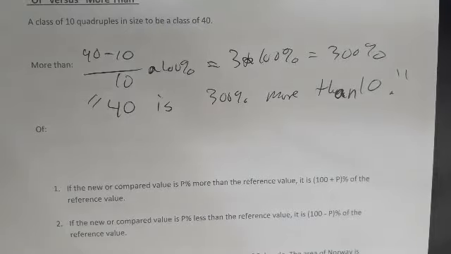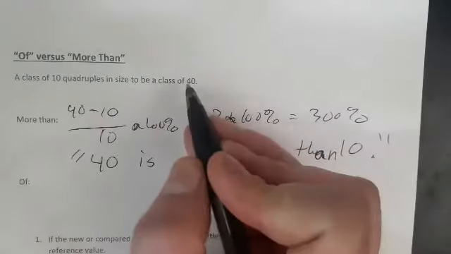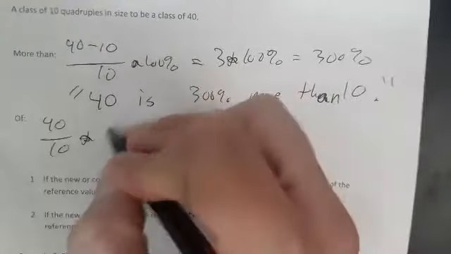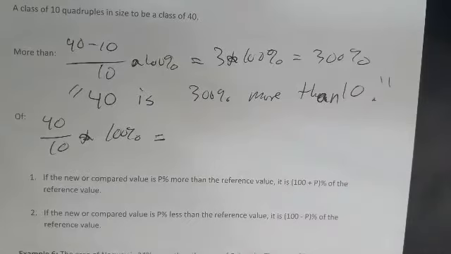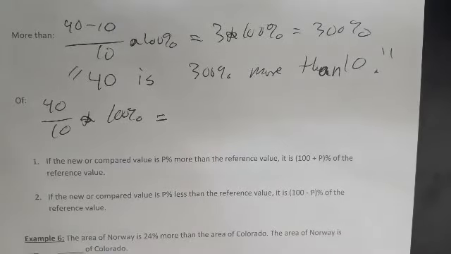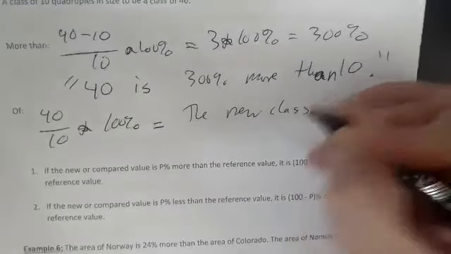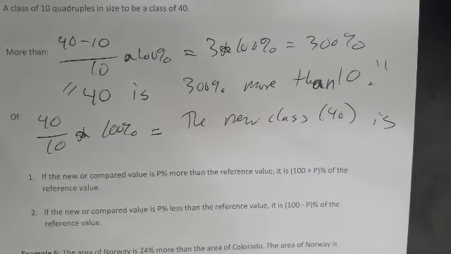If I want to know "of," so "of" is like I'm taking this class and I'm comparing this size to the original. So it is a little bit simpler. I'm just doing 40 divided by 10 times 100 to get "of." So I'm comparing one to the other directly. I'm not comparing the difference. In the "more than," I have to take a difference. In the "of," I do not. So 40 divided by this, the new class of 40 is 400%.